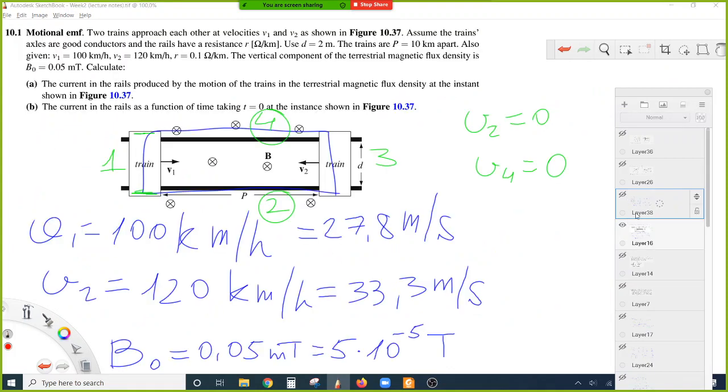So if we look one more time at our picture, it is saying assume that the trains' axles are good conductors. It means this part and this part of our circuit have no resistance, and rails have resistance R, which is equal to 0.1 ohm per kilometer, and the distance between two trains at the beginning of our problem is 10 kilometers.